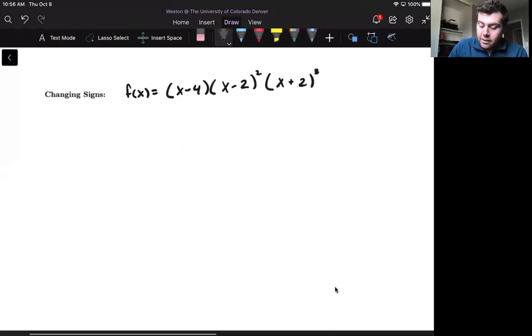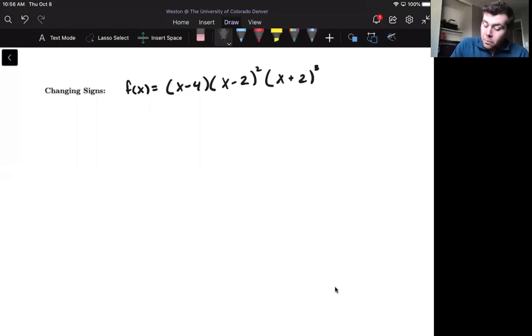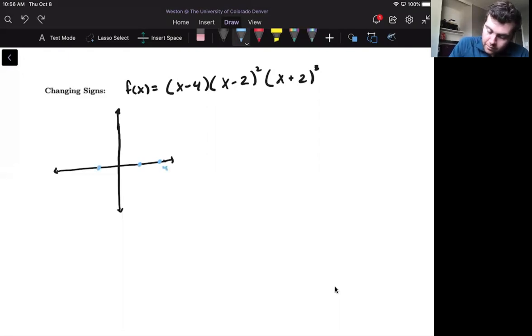All right, so we know what the intercepts are. We can quickly pick them out just from the function. So take a second to do that. All right, so hopefully you found that the intercepts are going to be 4, 2, and negative 2. So 4, 2, negative 2.